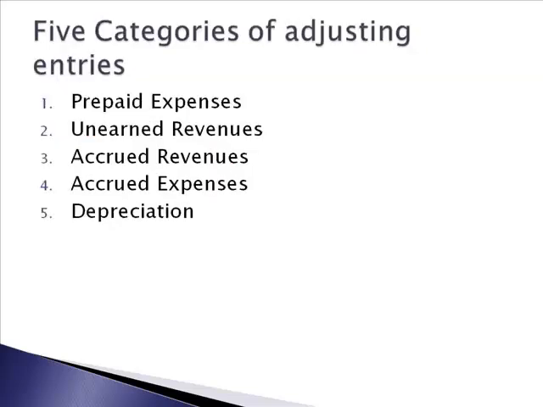There are 5 different categories of adjusting entries. Here we see that we have prepaid expenses, unearned revenues, accrued expenses, and depreciation. Don't be too concerned about the type of category for each adjusting entry, but focus more on getting the journal transaction correct. We'll discuss each of these 5 categories in a little bit more detail now.